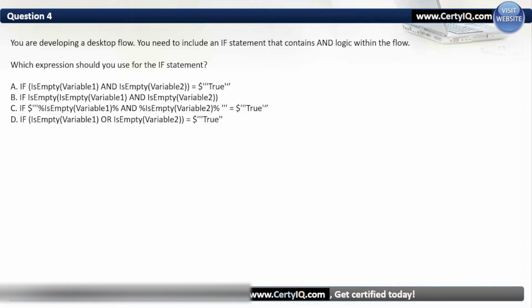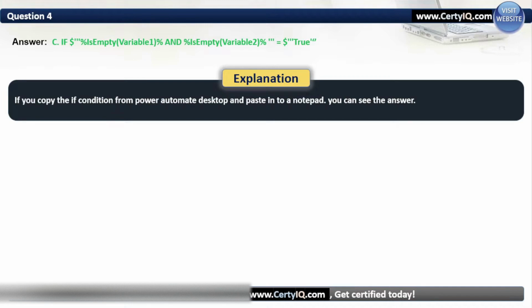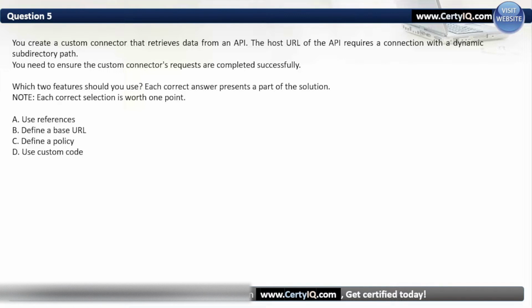Question 4. You are developing a desktop flow. You need to include an if statement that contains AND logic within the flow. Which expression should you use for the if statement? The correct option is C. If you copy the if condition from Power Automate desktop and paste it into a notepad, you can see the answer.